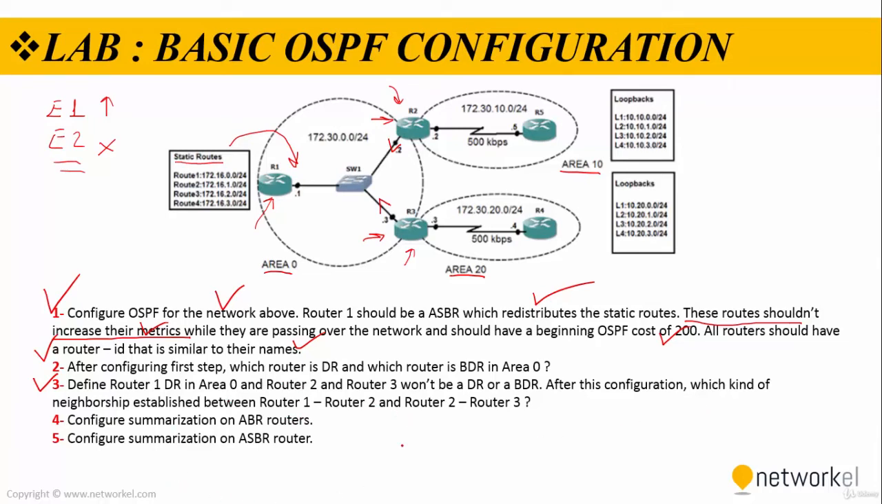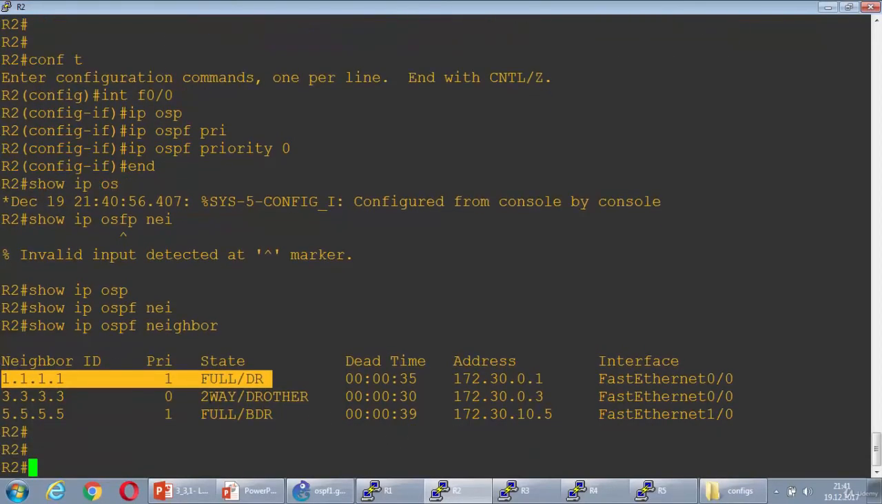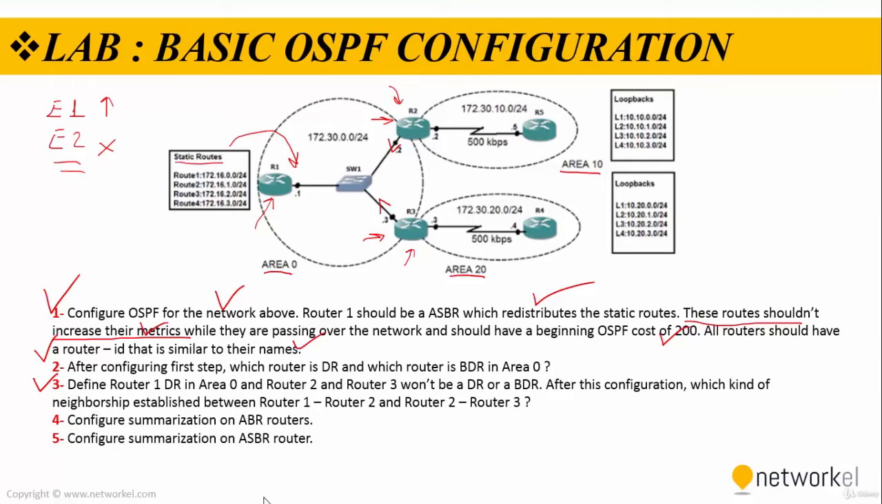between router 1, 2 and 2, 3. 1 and 2 have a full neighborship. 2 and 3 have a two-way neighborship. The routers within an area make a full neighborship with the designated router, and the other routers provide a two-way adjacency with themselves. This is what this step is asking us.